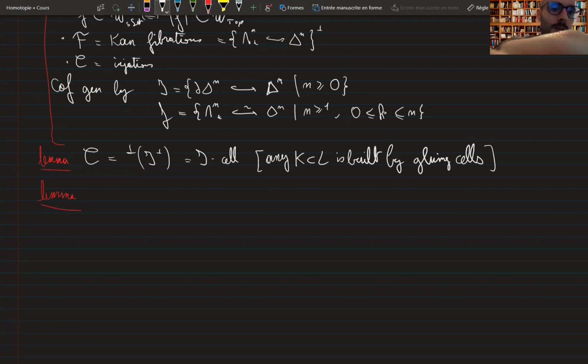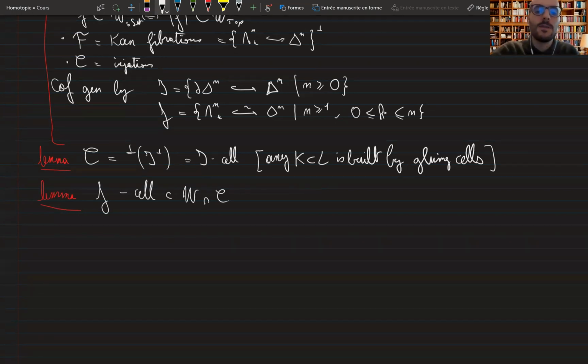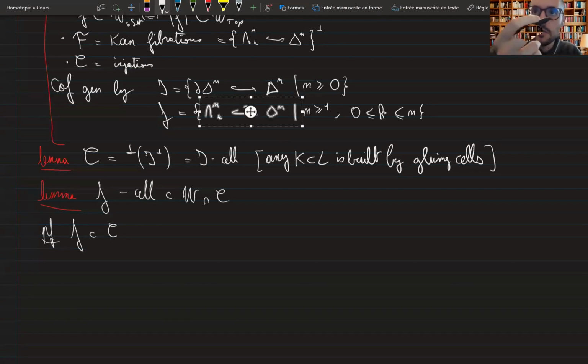So we have 2 lemmas which are not that bad. The first one is that J-cell is included in acyclic cofibrations. All right, we have to check that if we build something inductively from J, so we glue simplices along horns, then we get an acyclic cofibration. So let's prove this. It was one of the conditions to apply the theorem about cofibrantly generated model categories. So first of all, J is included in C. All these maps are inclusions, right?